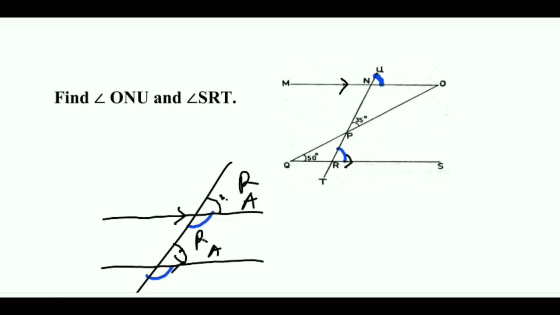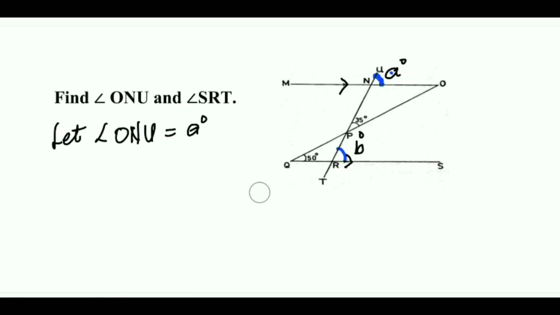The problem here is finding angle ONU. So we need to identify angle ONU. So this is angle ONU. That's the first thing to do, is you identify the problem. In this problem, there's an arrow here and there's an arrow here that shows that line MNO is parallel to line QRS. It's a straight line. This line and this line, they're parallel to each other. So let's have that established.